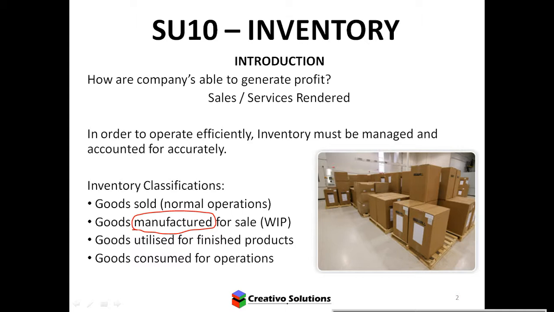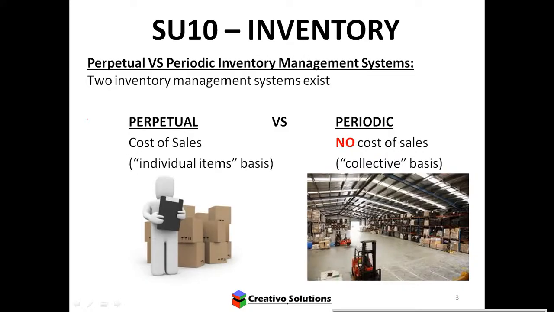If I have manufactured goods, then I'm going to have raw material, I'll have work in progress, and I'll have the actual finished product. So inventory can be grouped into different stages: raw material, work in progress, finished product. But I'm going to be using it to sell. Okay, I'm going to sell something in order to generate a profit. Okay, your sales minus your cost of sales.